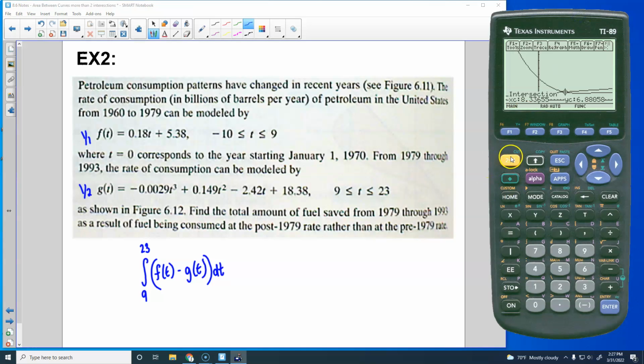And if we go back to our main screen, we can integrate. The good thing here is we have these in y equals. So we can just do y1 of x minus y2 of x, comma x, comma 9, comma 23.